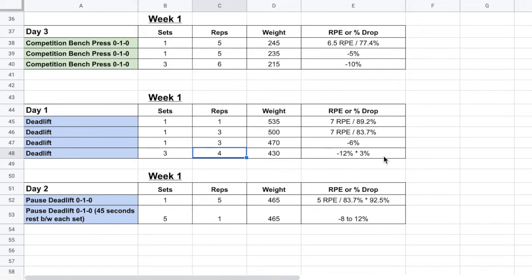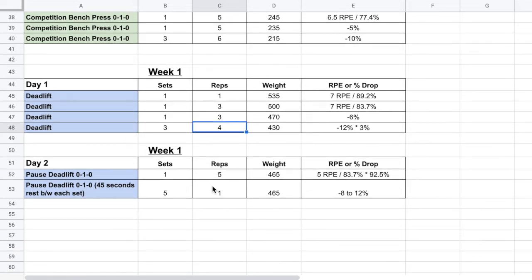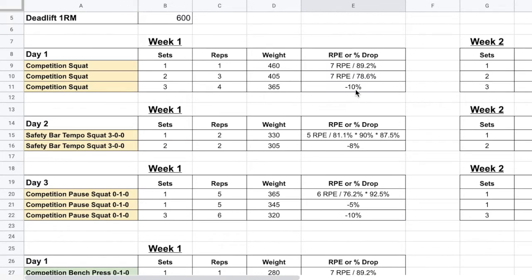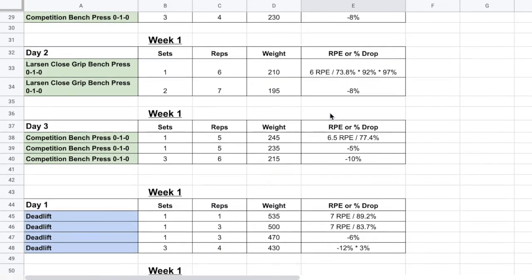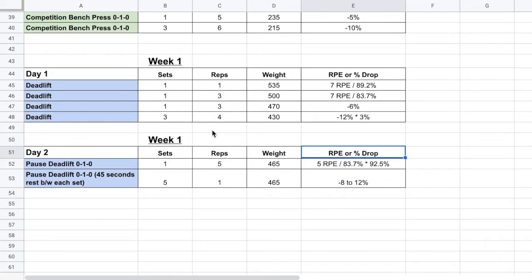And then we have our secondary day, a big RPE drop down to 5. So instead of like squat, where we had, just as an example, 7, 6, 5, here we have 7, 5. So this day is really to allow skill practice and a little bit of volume, but really to give plenty of ability to recover so we can come back around and feel fresh for this primary day. In this instance, I used the pause deadlift.